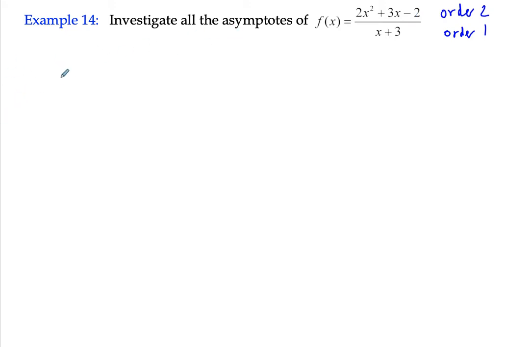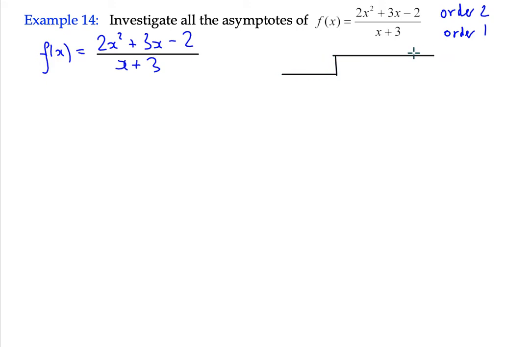So what we want to do is very similar to the one we did in example 13, okay? Because it's order 2 divided by order 1, we know that it's going to end up being oblique. But we can prove that by doing a little bit of algebraic long division. So our function starts off as 2x squared plus 3x minus 2 all over x plus 3. I'll use my line tool because I don't trust myself to draw a straight line that long. So we want to think, what is that in terms of quotient and remainder? So we'll have a look at doing a wee bit of algebraic long division.